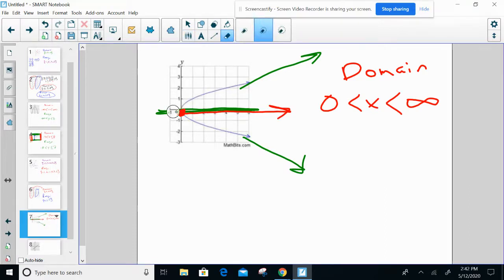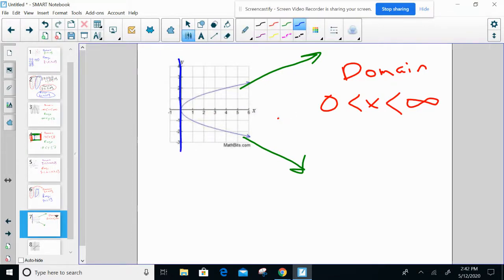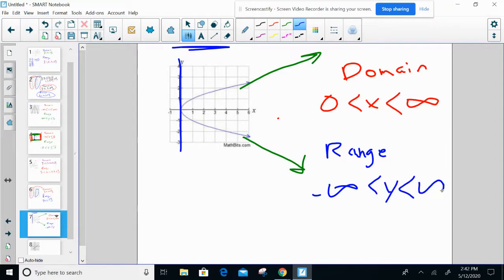Now, what about on the y? Can we color it? Can we color up here? Well, no, there's going to be points. So the range is going to go on forever in both the negative and positive direction, because this is going to keep going up, up, up on the y, and this is going to keep going down, down, down on the y.